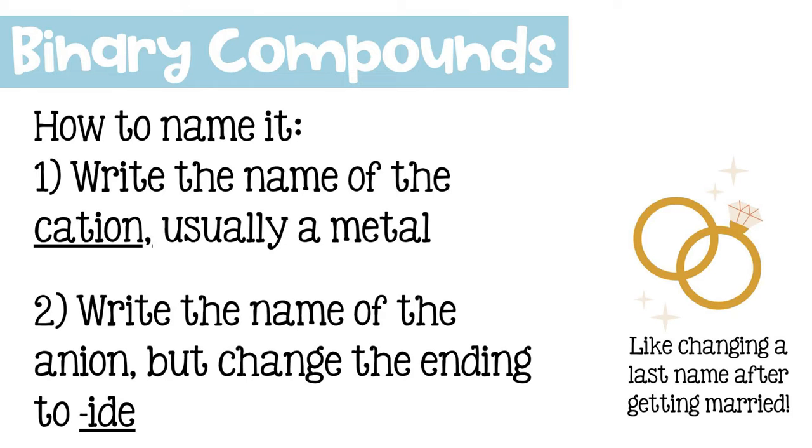Well, first we write the name of the cation, which is almost always a metal. However, it can be a polyatomic or sometimes a metalloid. For number 2, we're going to write the name of the anion, but change the ending to "ide." You know how a person's last name can change after they get married? Well, that's pretty much what's happening here. The cation and anion are getting married, and the anion changes the last part of its name to "ide."